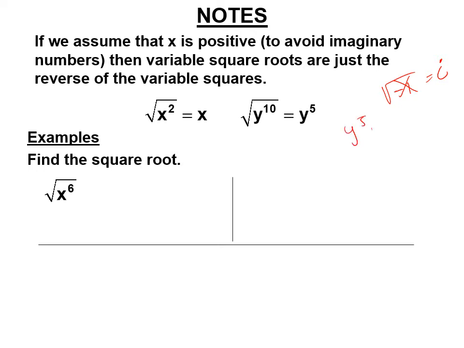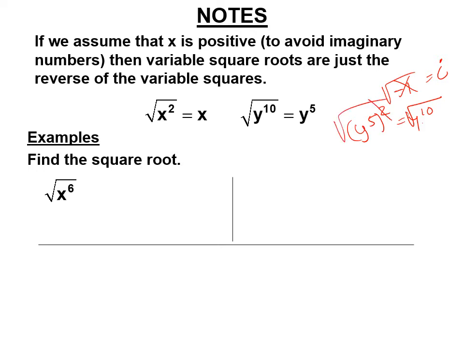Why? Well, think about this. y to the 5th squared is y to the 10th. So the square root of that, right? Let's write this. y to the 5th squared is y to the 10th. So the square root of that is back to y to the 5th.